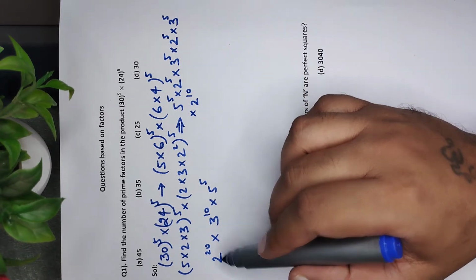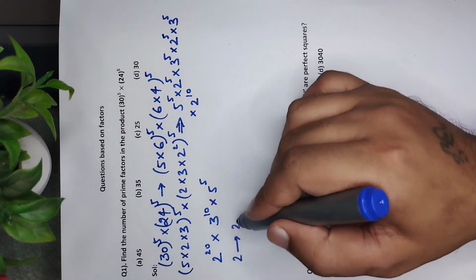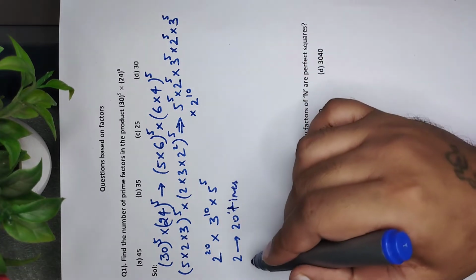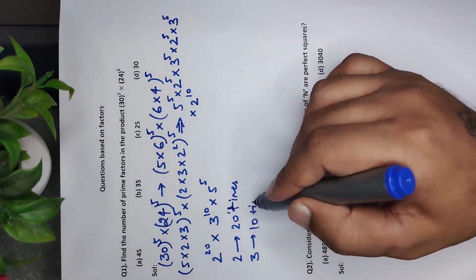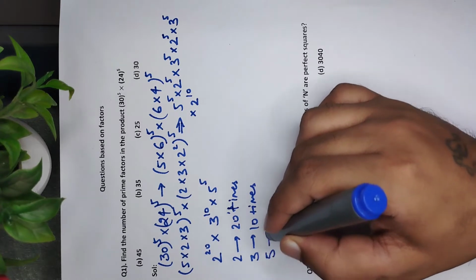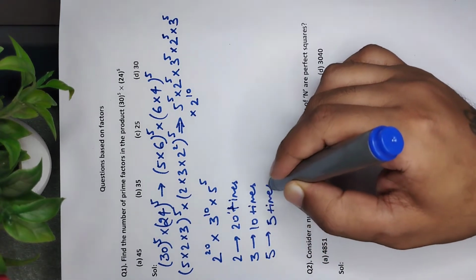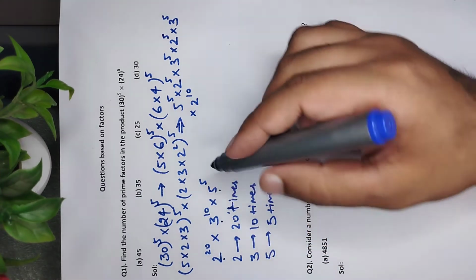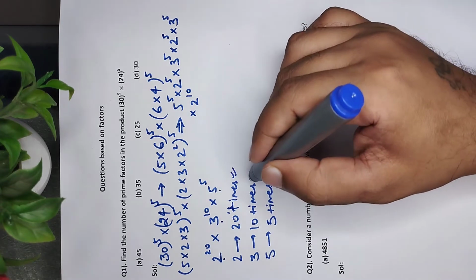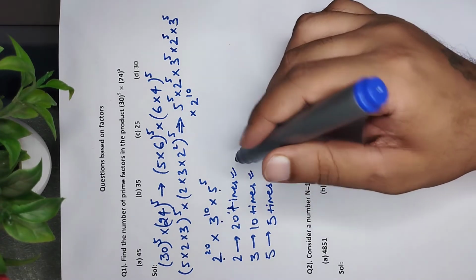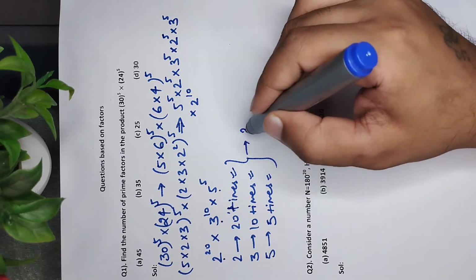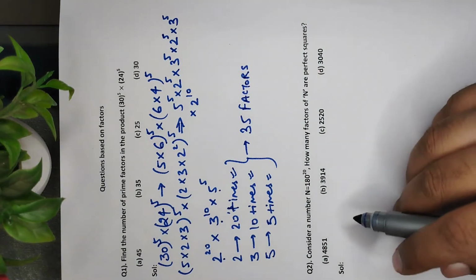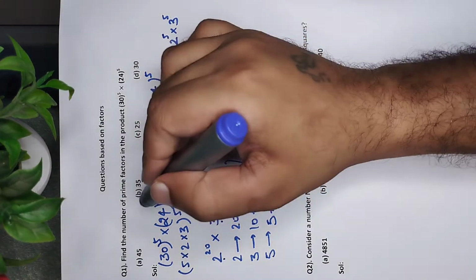So we have this 2, written how many times? We can say this 2 is written 20 times. Similarly, this 3 is 10 times. And then this 5 is written 5 times. So we know that 2 is a prime number, 3 is a prime number, and 5 is a prime number. So we have 20 factors of 2, 10 factors of 3, and 5 factors of 5. So overall we have 35 factors that are prime. So this 35 will be the answer for this question.